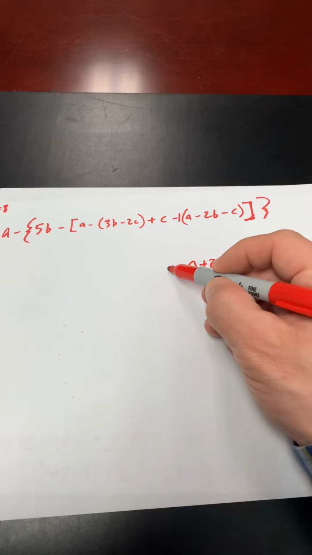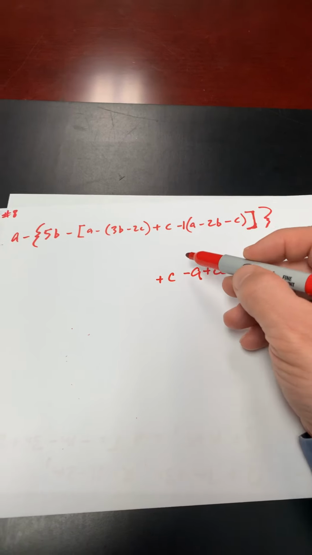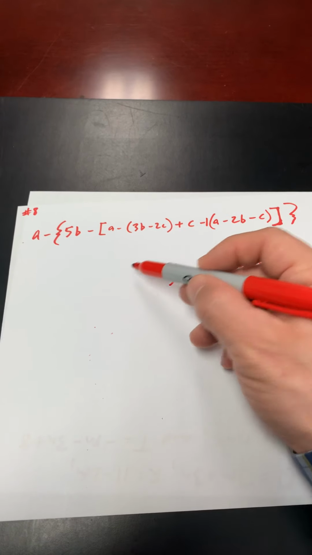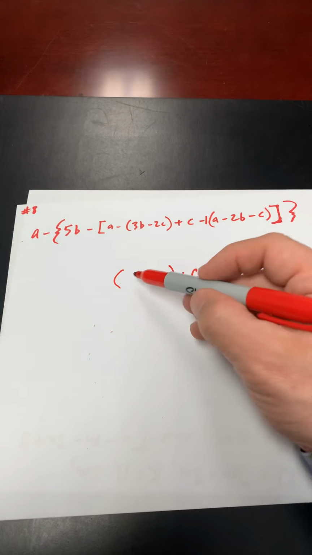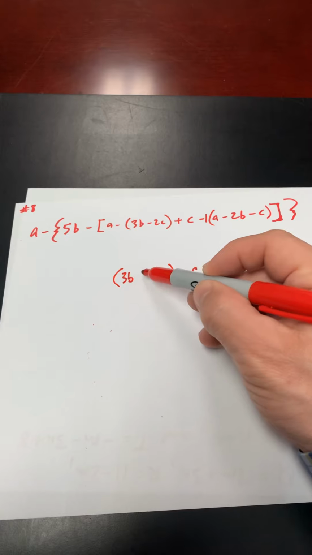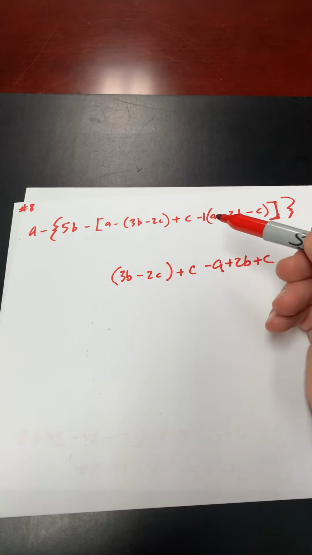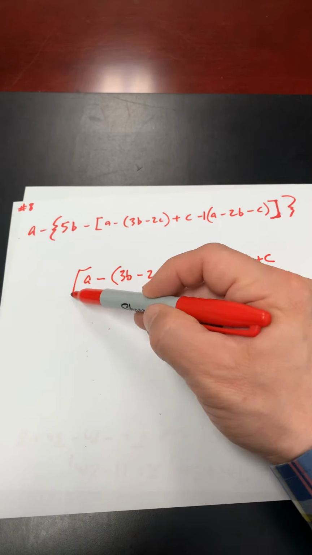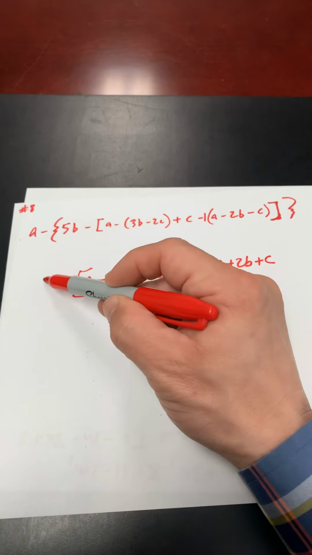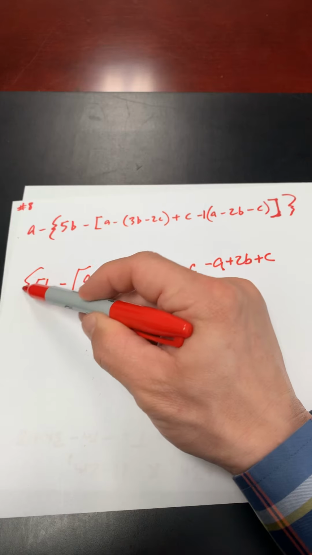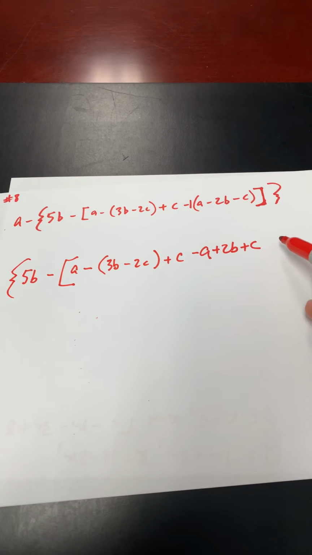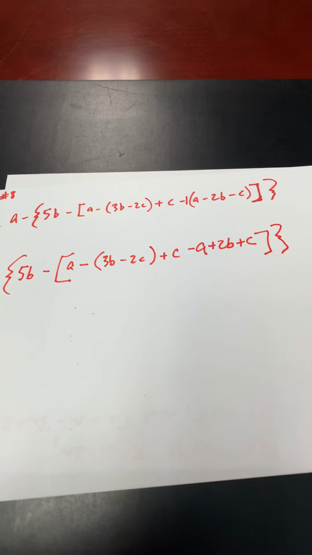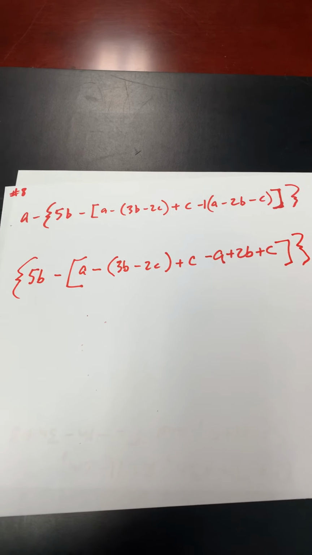Now, I still have this positive c here. I still have this parentheses here. So I still have 3b minus 2c. We haven't dealt with that yet. And I still have a minus that. And that's still inside the bracket. Okay, so now what do I need to do next?